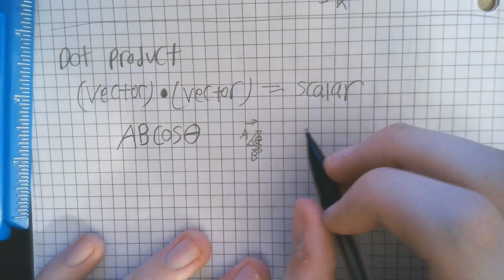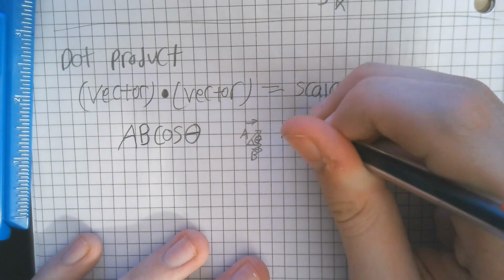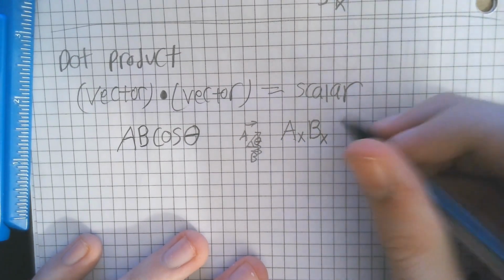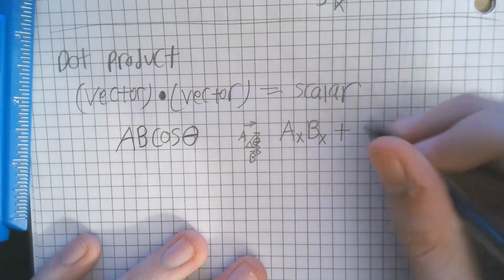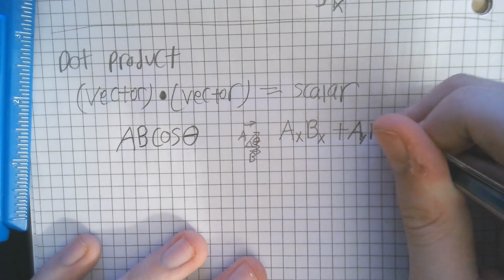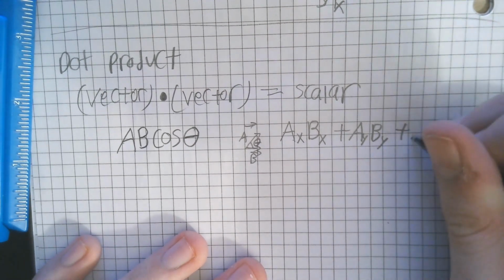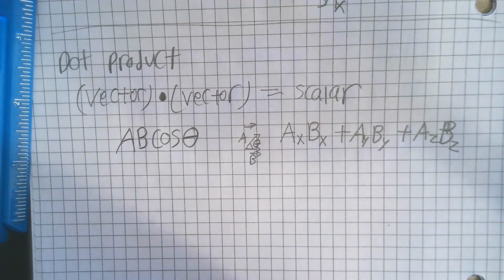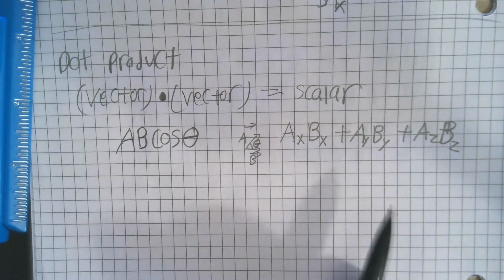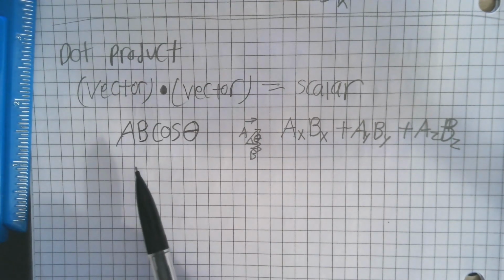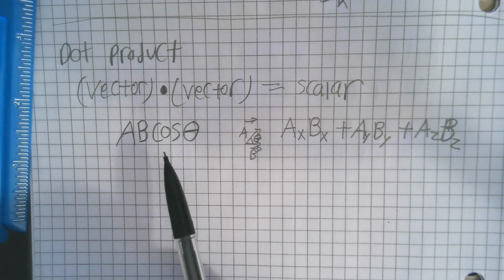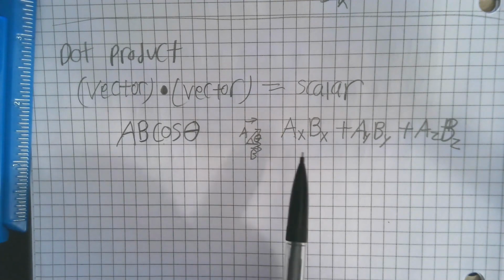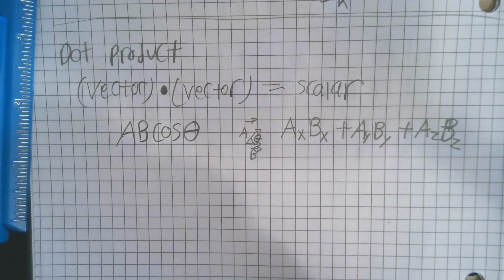So we can say another formula for the dot product is the x direction of A times the x direction of B plus the y direction of A times the y direction of B plus the z direction of A times the z direction of B. Okay? So this is another way to write the dot product. If you use the law of cosines, we will find that these two statements are equivalent, and I challenge you to do that on your own. Okay?